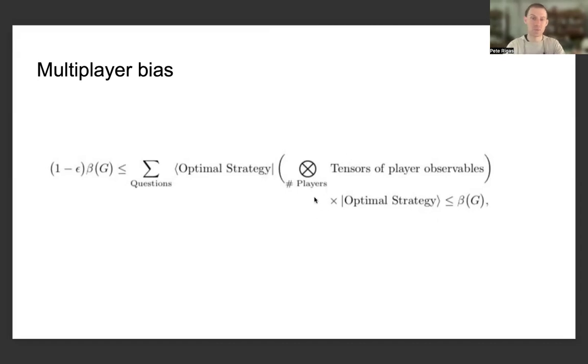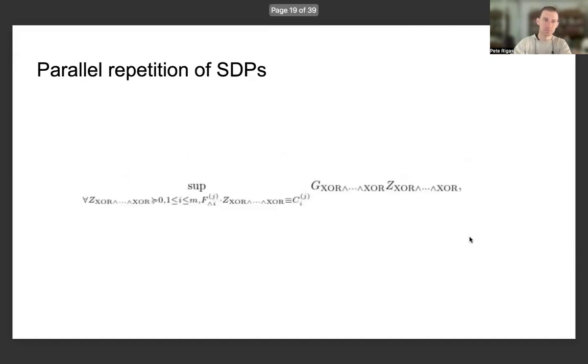as well as the intermediate term to the summation of expectation values being dependent upon a tensor product of all possible player observables, where the number of terms in this tensor product is indexed by the total number of players or participants in the game, which in this case we've been discussing as 3, but it can be used for an arbitrary number of players, in fact. And this is, of course, as one should not be surprised, upper bounded by just the bias of the game in the absence of the 1 minus epsilon multiplicative factor.